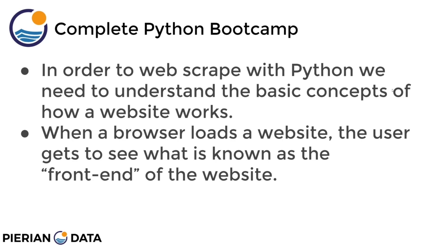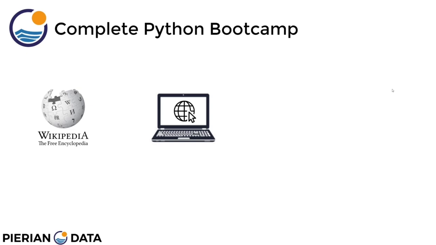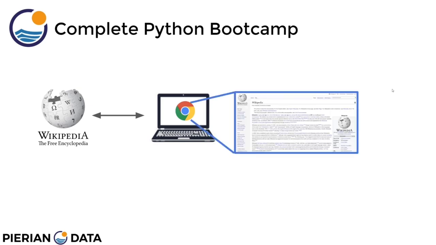So when a browser loads a website, the user gets to see what is known as the front end of the website. Let's imagine that you wanted to read an article on Wikipedia. So you open up your computer, you connect to the internet, you open up your browser, and in your browser, you're going to pass in the URL to your Wikipedia article, and then Wikipedia returns back some information to your browser, and your browser displays it in a format that you can read. So this is a human readable format.